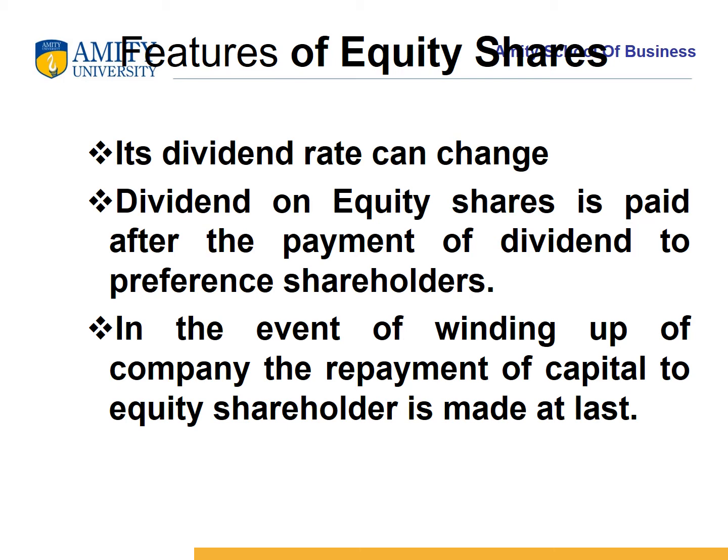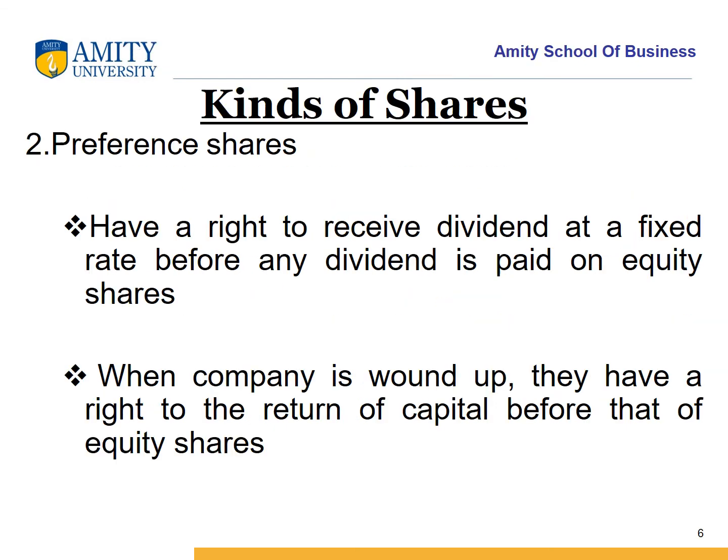However, if we look at the features of equity shares, we find that the dividend rate can change from time to time depending upon the profits earned or the revenue earned by the company from year to year. Dividend on equity shares is given only after payment of dividend to preference shareholders, and in case the company is wound up, the repayment of capital to equity shareholders is done at the last. First, the debenture holders are repaid the amount of capital invested by them, then the preference shareholders, and finally the equity shareholders.